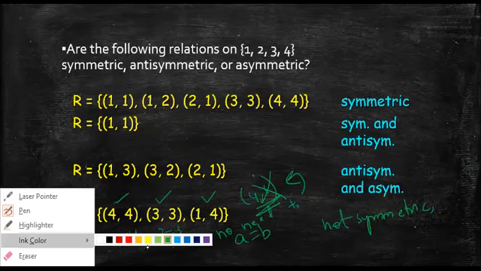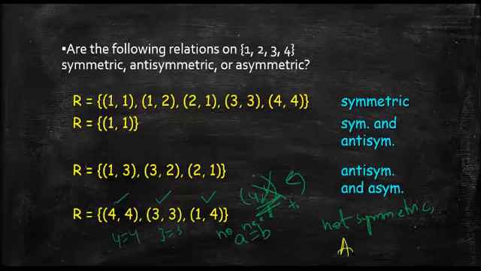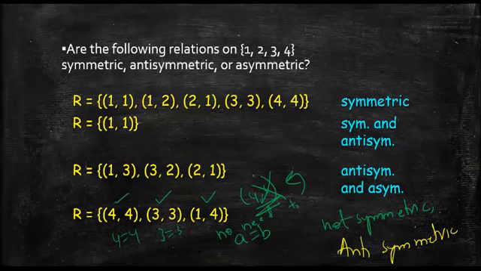So this is antisymmetric. What about asymmetric? Over here we have (4, 4), (3, 3), and we have (1, 4). But if you notice, (4, 4) and (3, 3) satisfy the property A comma B, B comma A. So this set is a special scenario where it is not symmetric, but it is also not asymmetric. Okay, so it is simply antisymmetric.